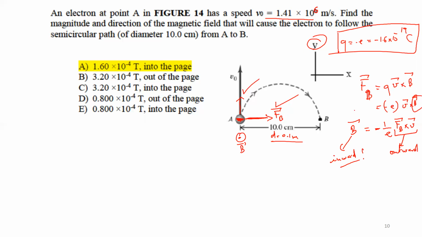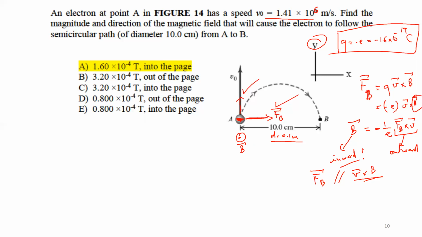So be careful, okay? If the charge is positive, the FB is in the same direction as V cross B. If it's negative, you take the opposite direction. I'm talking about the charge. If the charge is negative, you take the opposite direction of V cross B. So here B is inside, into the page.